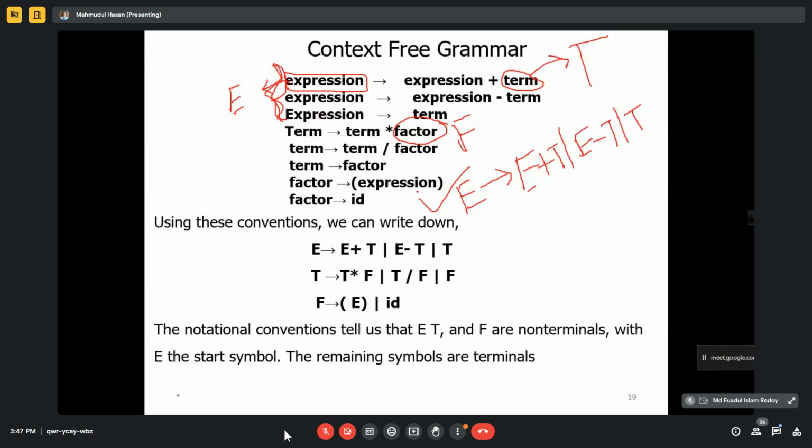So I think this one is good. Expression to expression plus term, expression to expression minus term, expression to term. So this one is easy to write. You can write these three lines with the help of only one line. Got it? And here we replace expression with E, term with T, and factor with F.